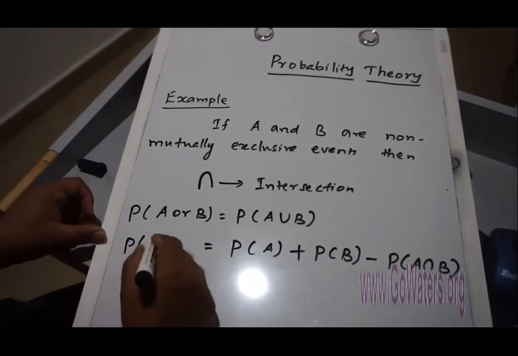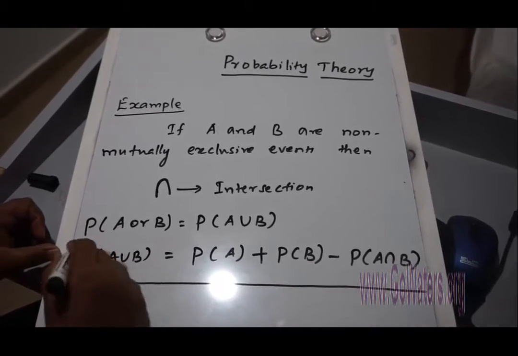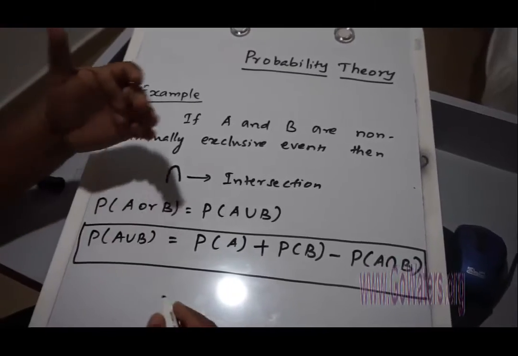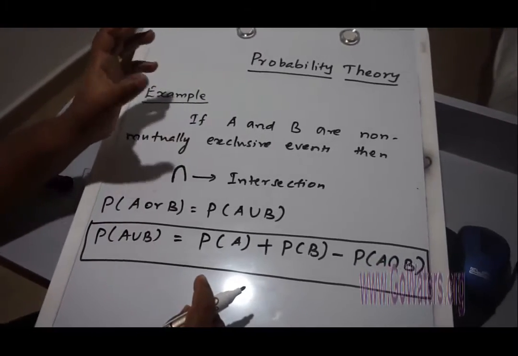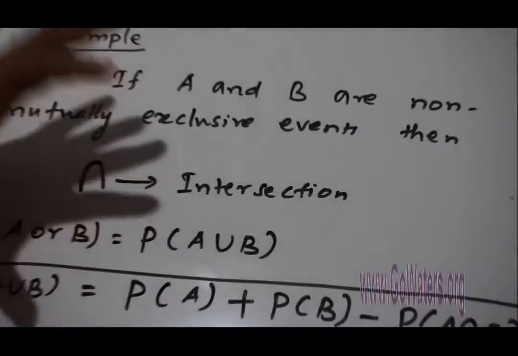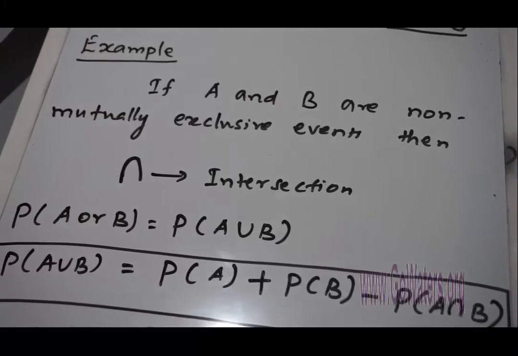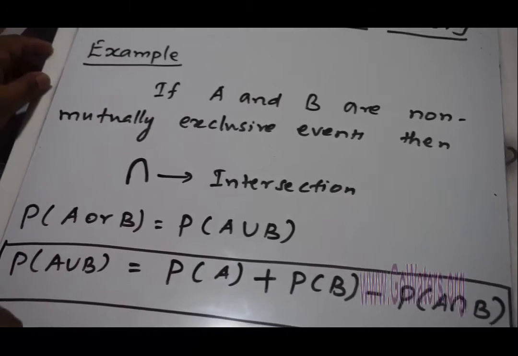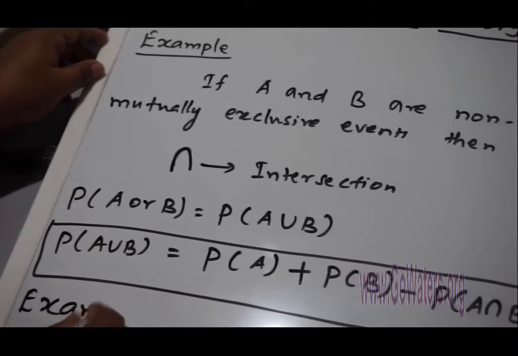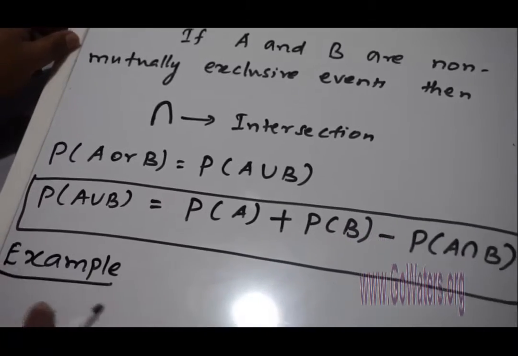So probability of A union B here. This is a very, very important formula, but the only thing you need to consider is the events. When you read the question, just see whether these two events are mutually exclusive or non-mutually exclusive. If they are non-mutually exclusive, use this formula. If they are mutually exclusive, use the previous formula. Okay. So now I'm going to show an example under which circumstances we can use this formula.